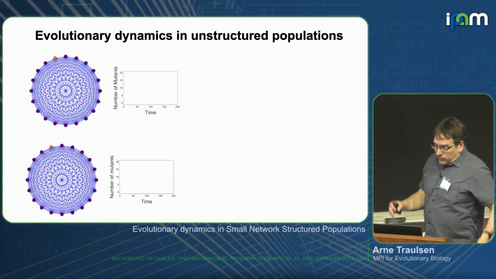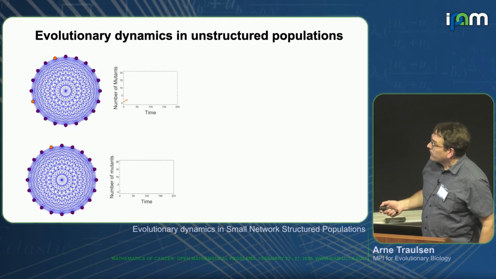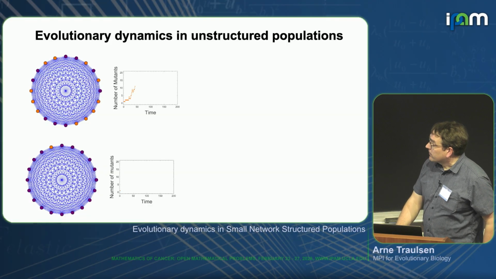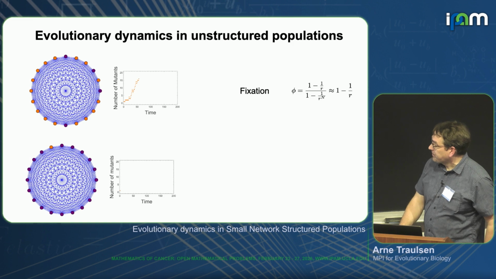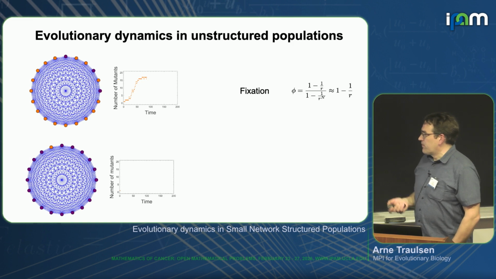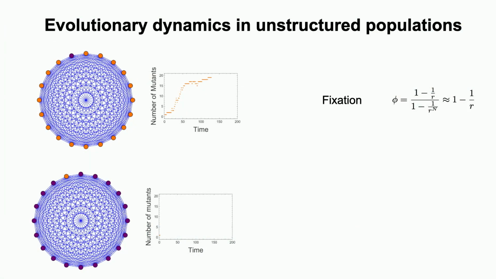So what we then try to do is we put this on these networks, and then we can start simulating, and then we see that the mutant somehow spreads in some way, and in the upper case it eventually takes over the population. And you can actually calculate this. This is a classical example from population genetics where you can calculate this fixation probability, and this is (1 - 1/r) divided by (1 - 1/r^n).